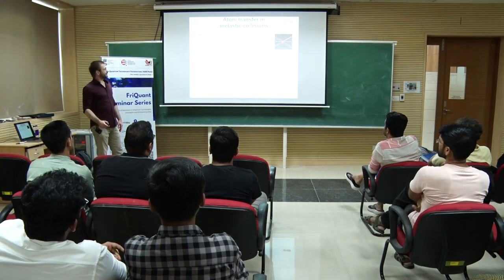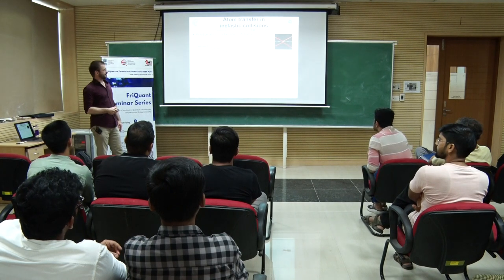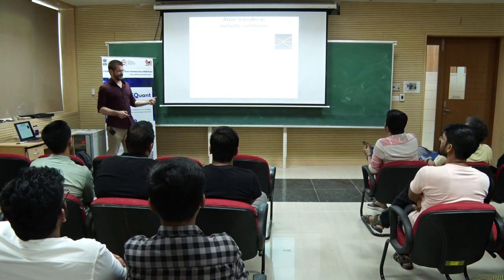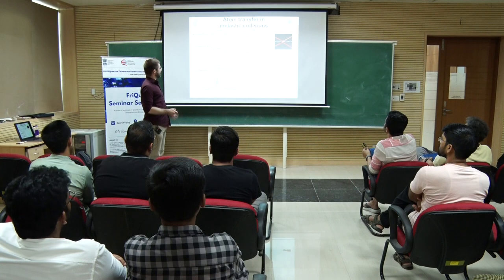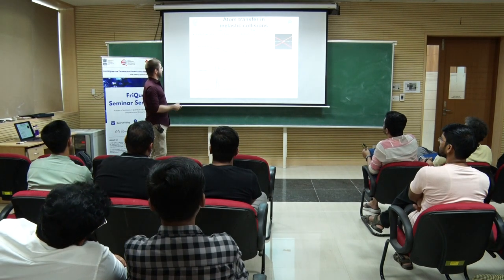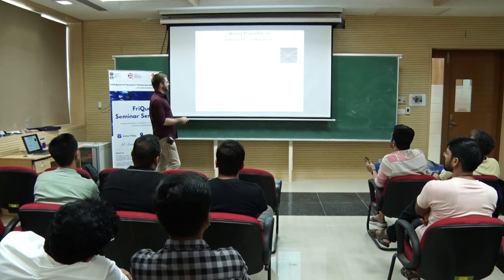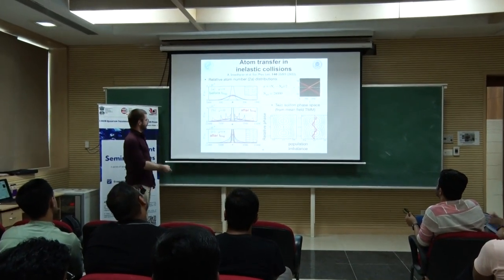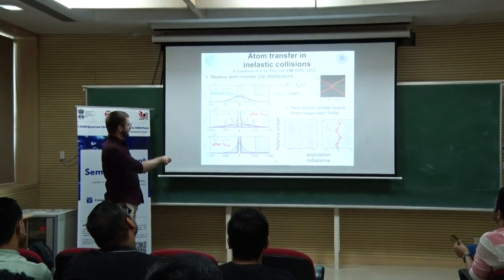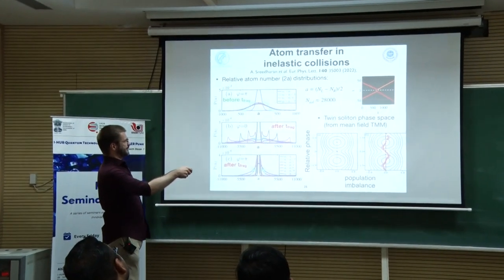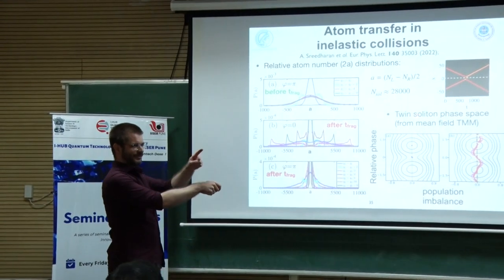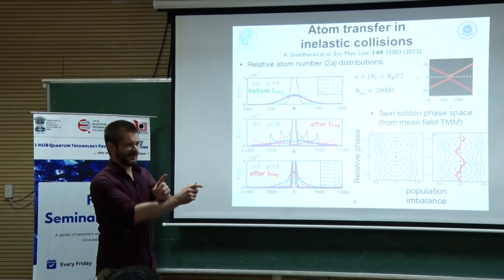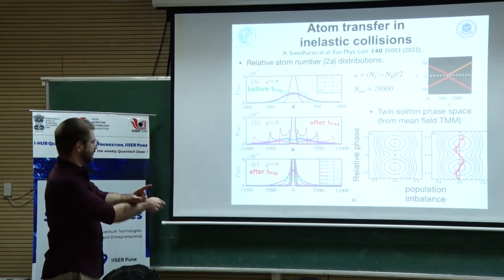So the main thing, like I said, is that atoms can jump from one soliton to the other. Maybe I can skip this in the interest of time. We understood why that happens only after they are phase diffused. What these results are showing, the A, is the relative number of atoms in the left and right soliton. Like someone was asking me, a soliton has 28,000 atoms.